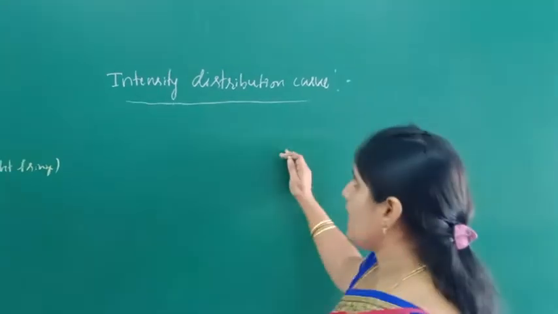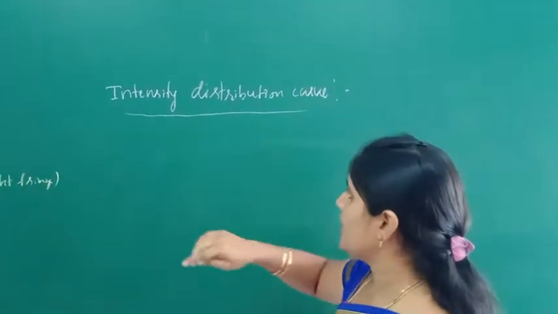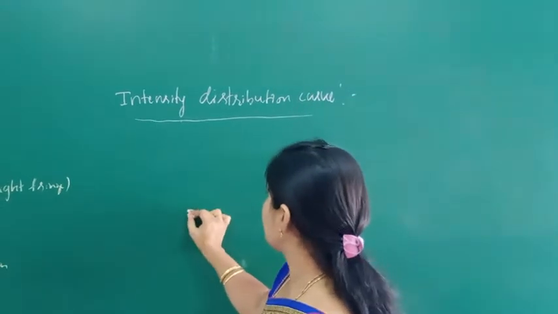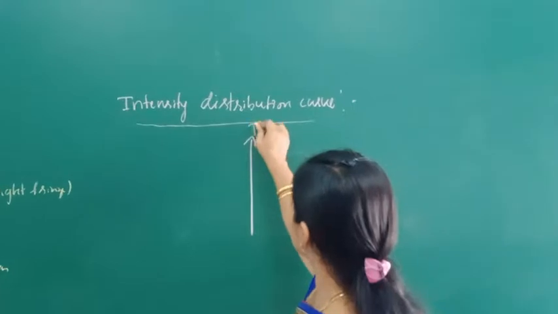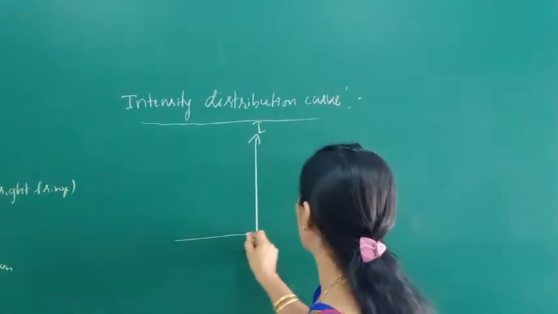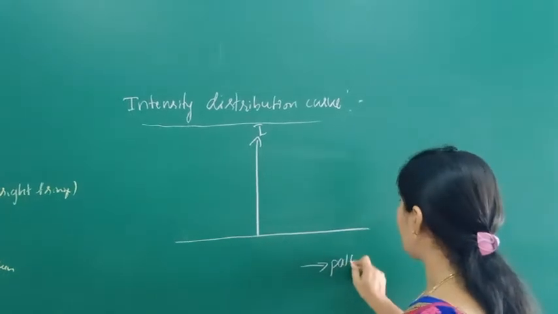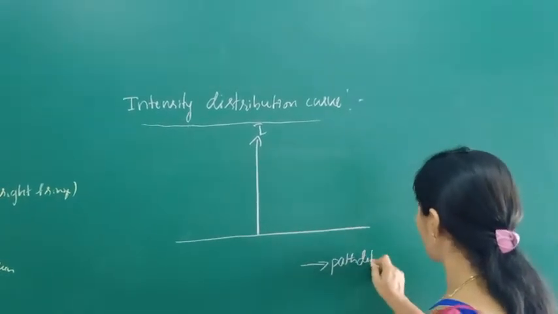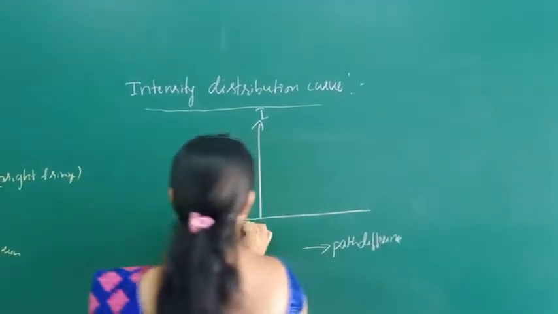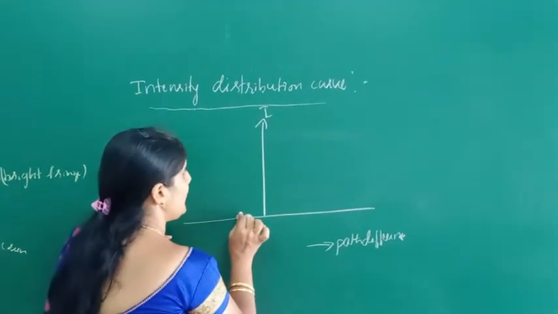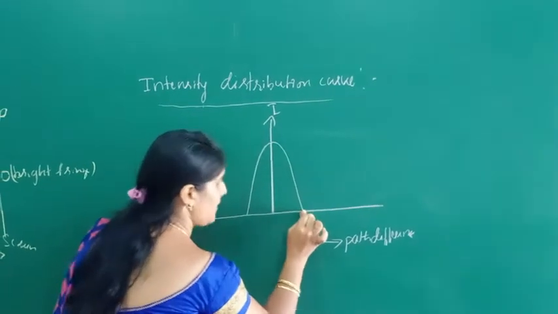In the final of diffraction, we get the interference. This is the intensity distribution curve. Suppose we take a graph of intensity versus path difference. We'll get first at the center the central bright band.